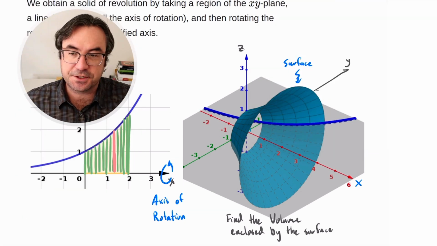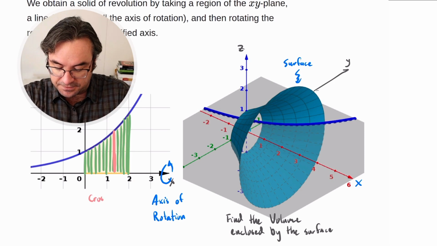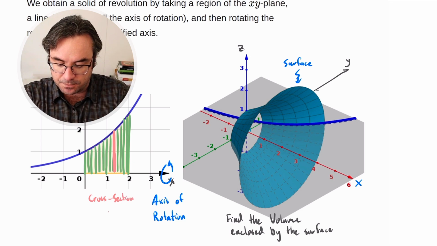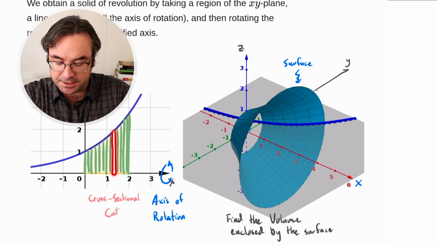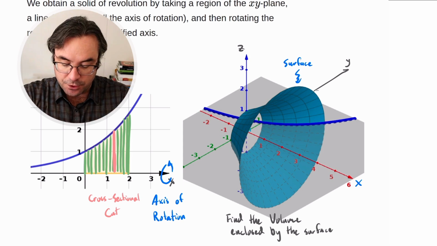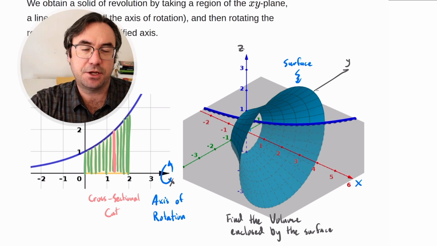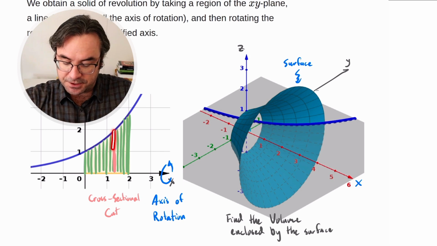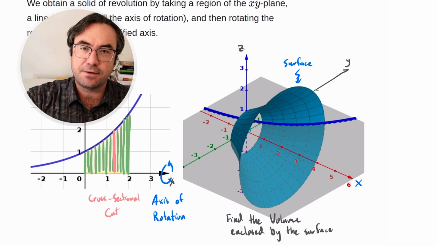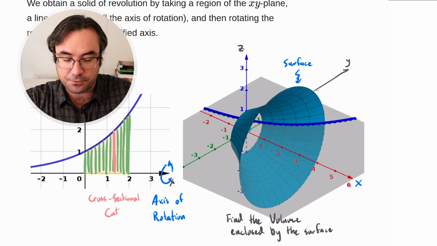We're going to call this our cross-sectional cut. We're going to slice into our region and we're just going to get a cross-sectional view. So here's our cross-sectional cut. When we do this, we do it perpendicular to our axis of rotation. In this case, it's perpendicular to the x-axis. So let's look at this one cross-section on our three-dimensional graph here.